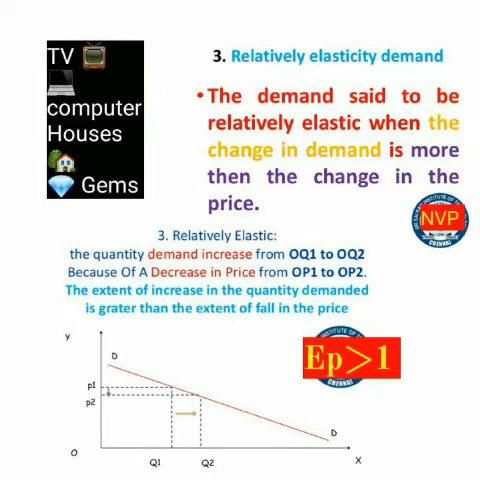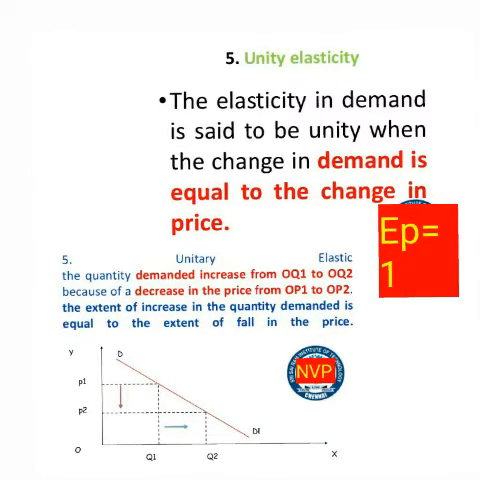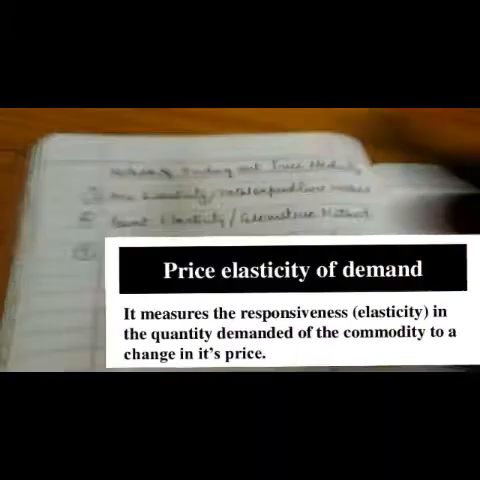TV, computer, house, gems. We can see a little bit of change in price, and you can see an immense change in quantity. And there is another which is very hypothetical, where demand changes by exactly the same percentage as the change in price, which is very, very hypothetical and doesn't exist.